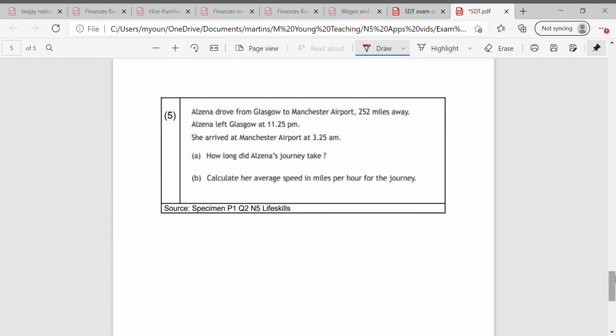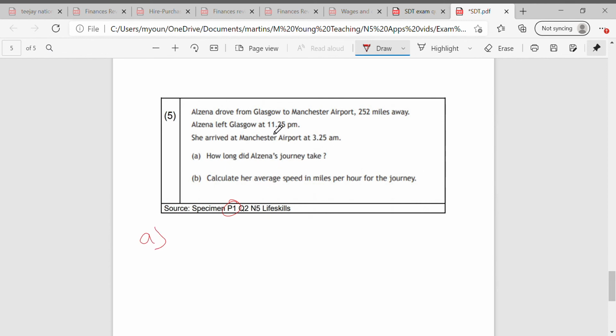Alzena drove from Glasgow to Manchester Airport, 252 miles away. She left Glasgow at 11:25. She arrived at Manchester Airport at 3:25 AM. How long did the journey take? And then work out what the average speed was. So paper 1, non-calc. Part A is simply how long did it take.